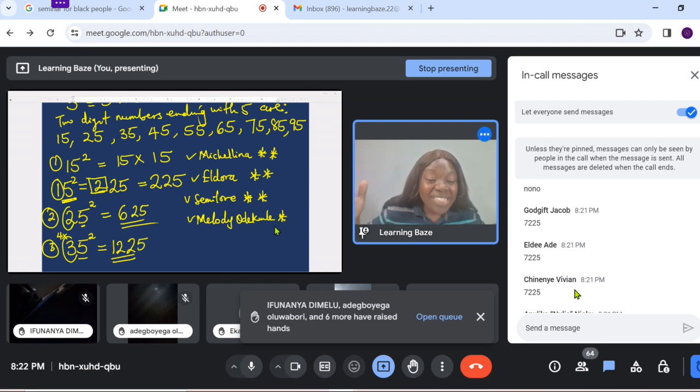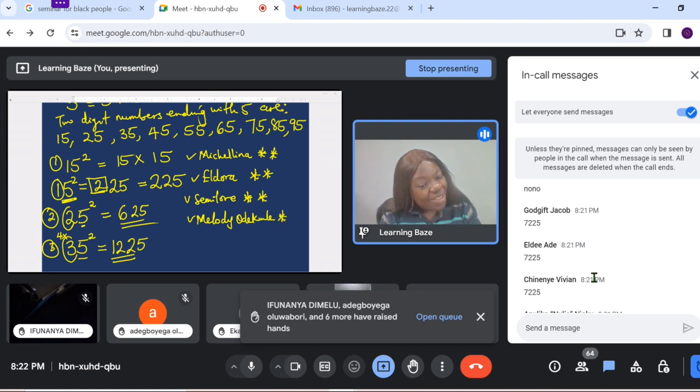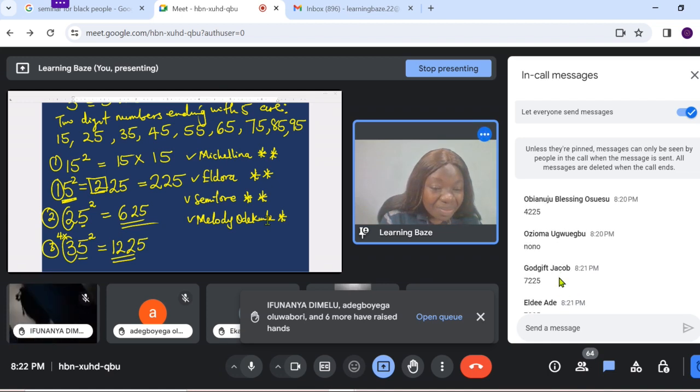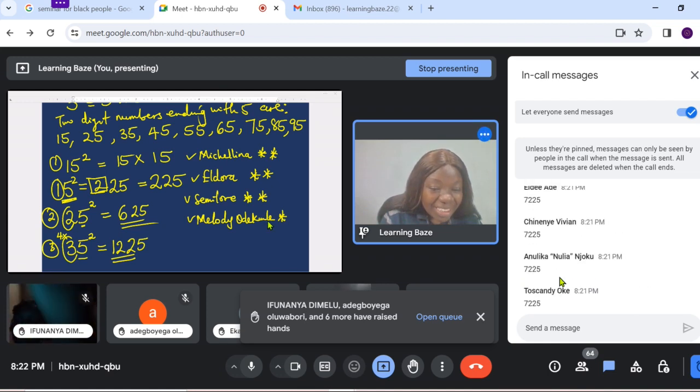Okay, so the first student who typed this correctly was God Gifts, followed by Eldora again. Amazing. Now, the third person is Chinenye Vivian. Please type your name in the comment section. It was remaining a bit for Michelina to come in. Wow, Shemilore was very close also, but Chinenye Vivian took that position.